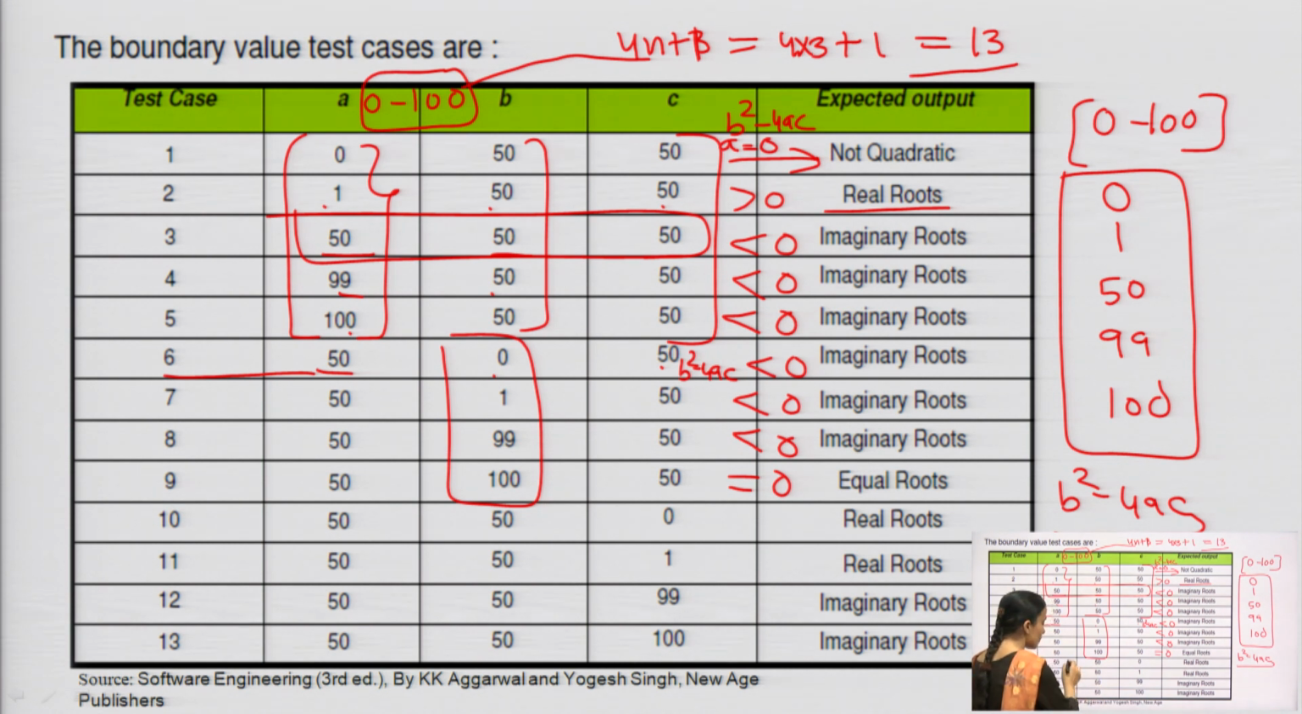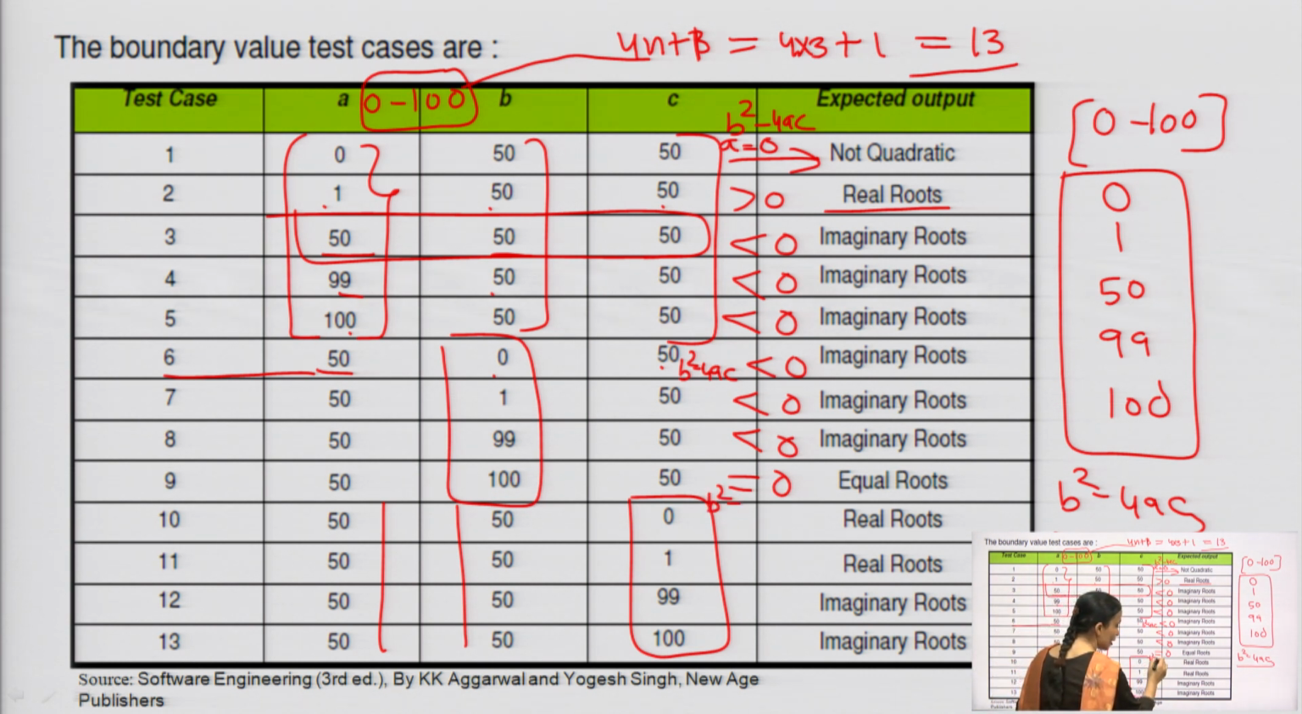Now, keep a and b at nominals and vary the c variable for boundaries, that is 0, 1, 99 and 100. 50 I am omitting because it has already been incorporated. So, 50, 50 and 0, b square minus 4ac is greater than 0, that is real roots. 50, 50 and 1, again greater than 0. 50, 50 and 99, less than 0, imaginary. 50, 50 and 100, again less than 0, imaginary roots. So, I have calculated the test cases for boundary value analysis for this quadratic equation. 13 test cases are defined.